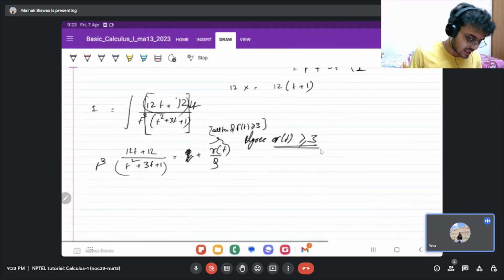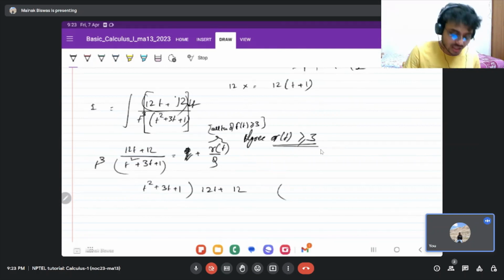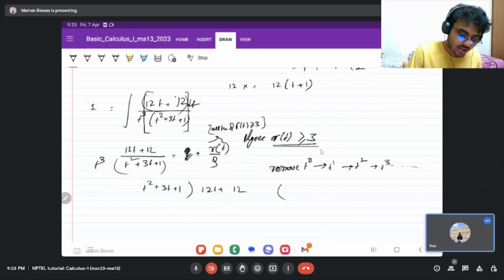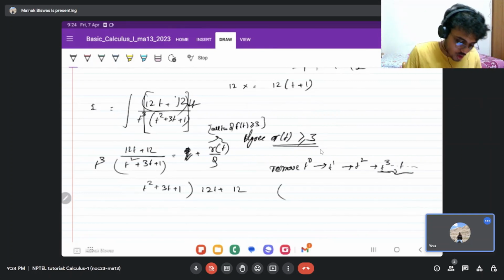So it's something like this we'll do. We'll do a normal division of 12t plus 12 by t square plus 3t plus 1. We'll start off by removing t to the power 0, then t to the power 1, then t to the power 2, and then t to the power 3, and so on. You will keep removing until you get t to the power 3 and higher terms. So let's see how we'll do it.